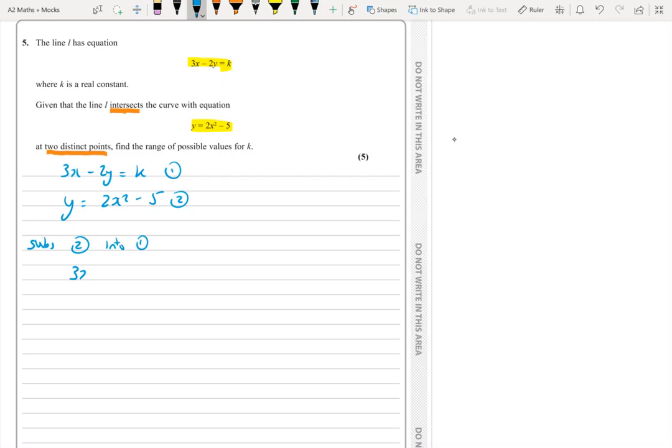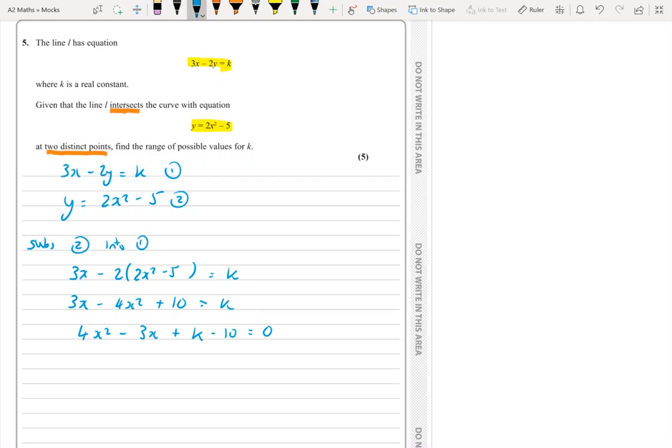So I'm going to have 3x minus 2. So instead of y, I'm now putting 2x squared minus 5, and that equals k. Let's expand and simplify: 3x minus 4x squared plus 10 equals k. I'm going to move everything to the right, so I've got positive x squared: 4x squared minus 3x. The k is positive, but the 10 is negative. And this quadratic equals 0.